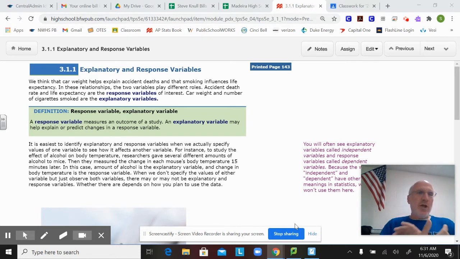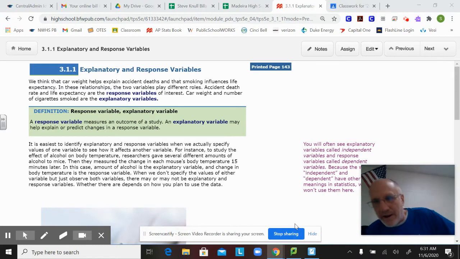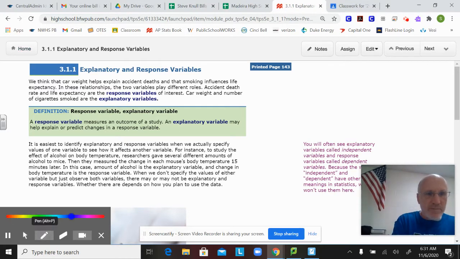All right, this is chapter 3, where we're talking about describing relationships. And 3.1 is scatter plots. You guys have been plotting data for years, so obviously you know how to plot an ordered pair. As far as some of the terminology goes, let me get the pen going here.